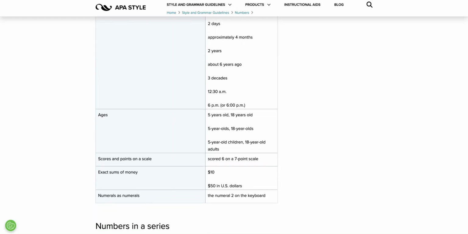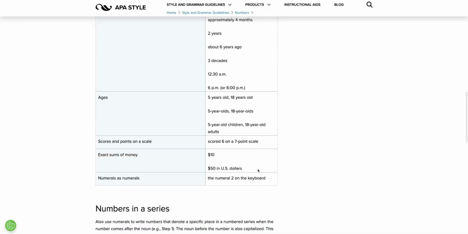Scoring points on a scale, whether it be a sliding scale, a Likert scale, anything like that, we're always going to use the numeral. Exact sums of money. And then if you say the numeral as a numeral, the numeral 2 on a keyboard, so you're going to use that numeral. You wouldn't say the numeral two.